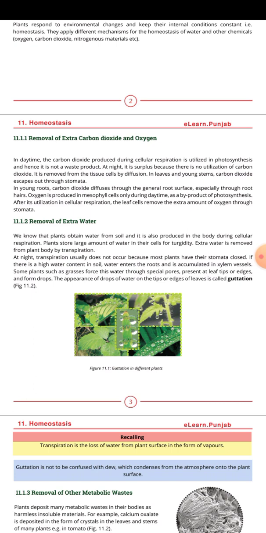We know that plants obtain water from soil and it is also produced in the body during cellular respiration. Plants store a large amount of water in their cells for transpiration. Extra water is removed from the plant's body by transpiration. At night, transpiration usually does not occur because most plants have stomata closed.